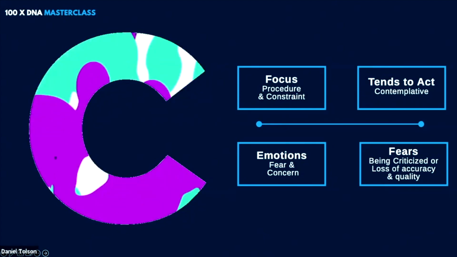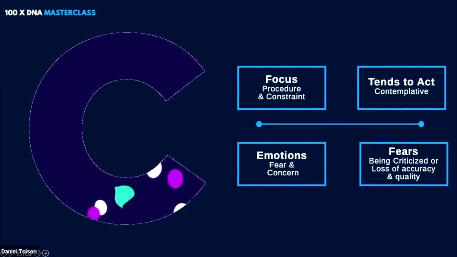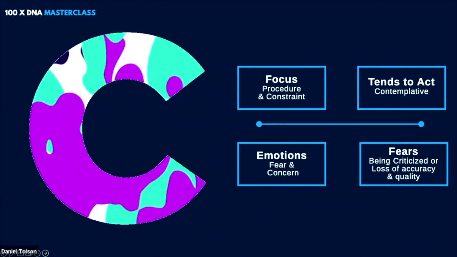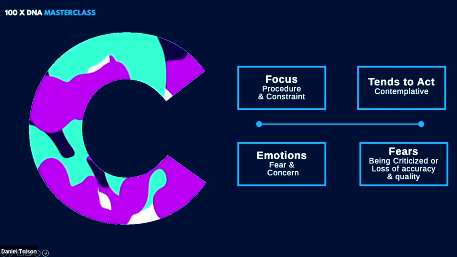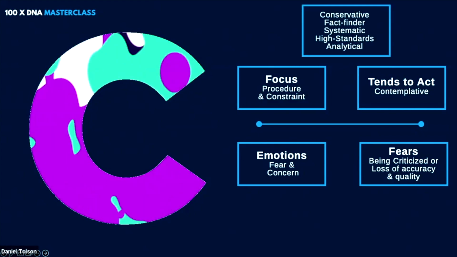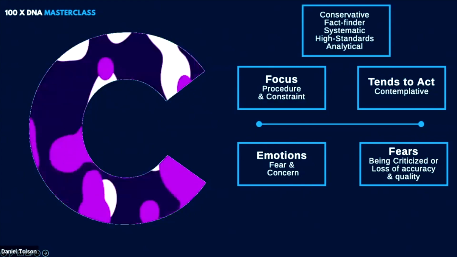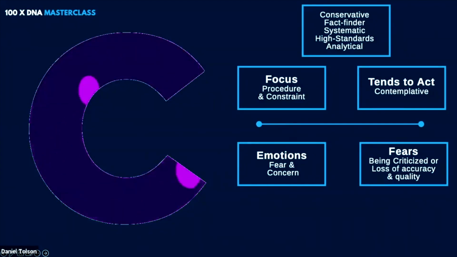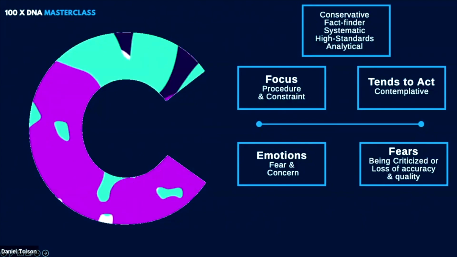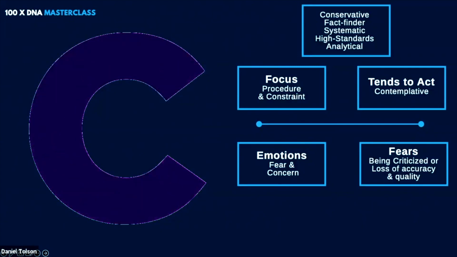It's the fear of losing accuracy. It's the fear of not being able to produce quality work. Now, for the high C style people, you could be described as conservative, fact finder, systematic, high standards, analytical in your approach to policy and constraint.